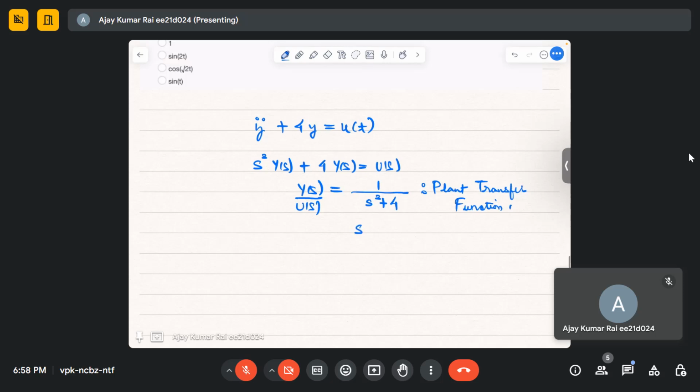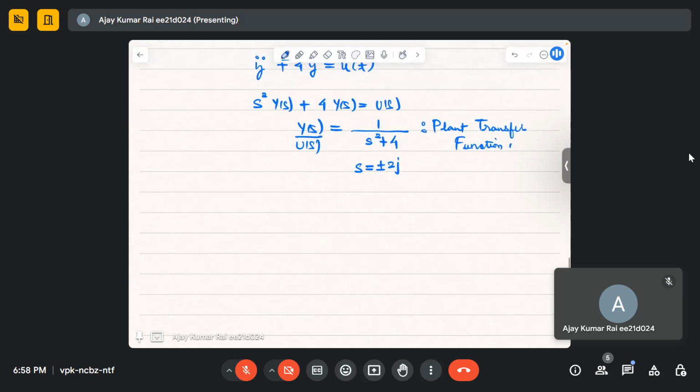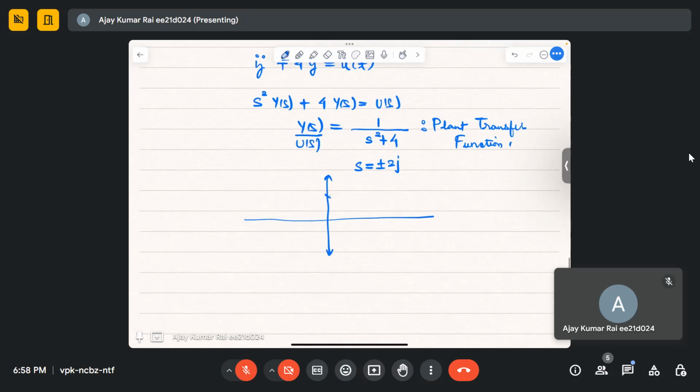So its roots are what? Plus minus 2j, correct? So I'll plot the roots here. This is the imaginary axis, this is the real axis. This is the S plane. I will highlight with red color. This is 2j and this is minus 2j. So these are the poles.